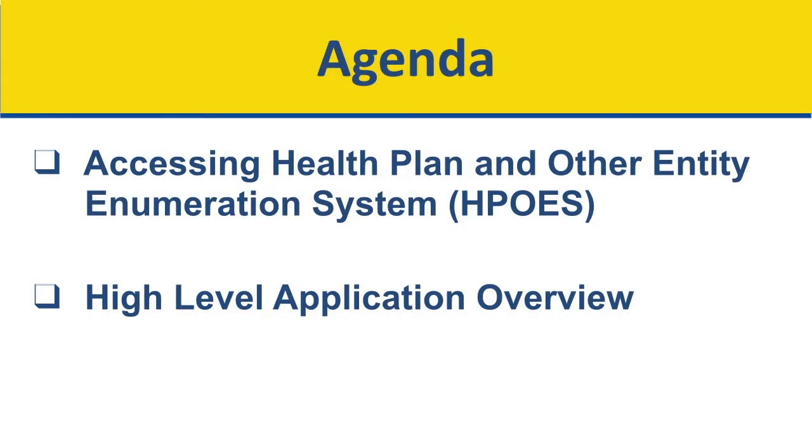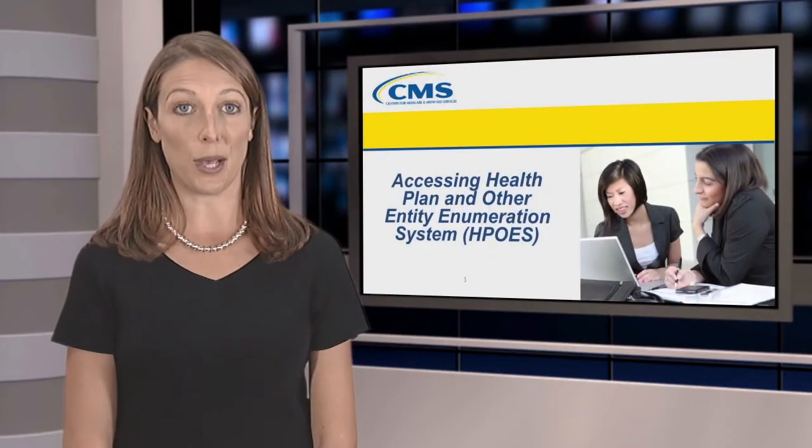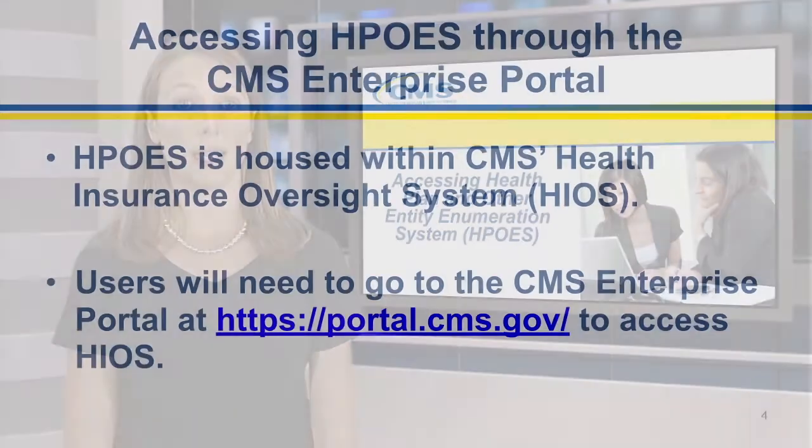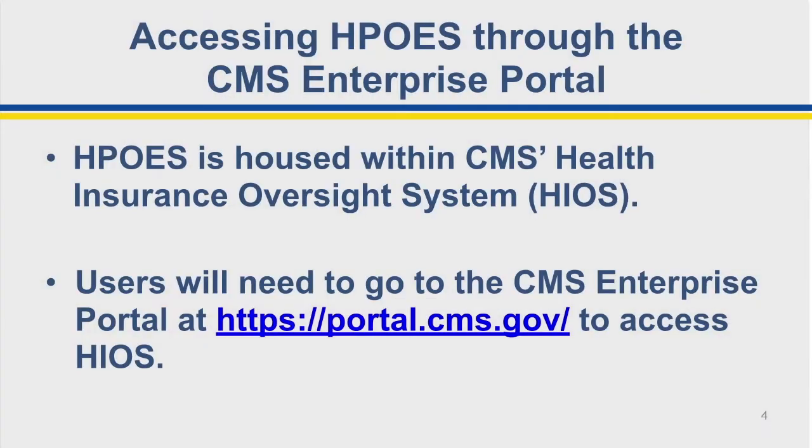We'll start today by discussing how a user will access the health plan and other entity enumeration system, which we call HIPPOs, and then we'll walk through the steps on how to obtain an HPID for a Subhealth plan. First, we will show you how to access HIPPOs. HIPPOs resides within the Health Insurance Oversight System, which we refer to as HIOS, and we'll discuss throughout the presentation.